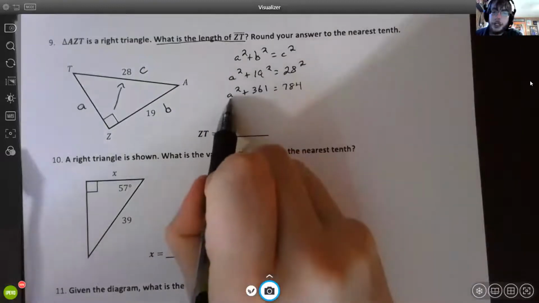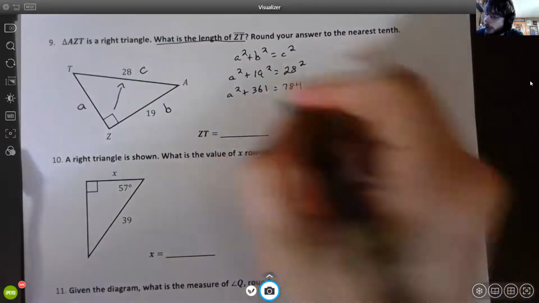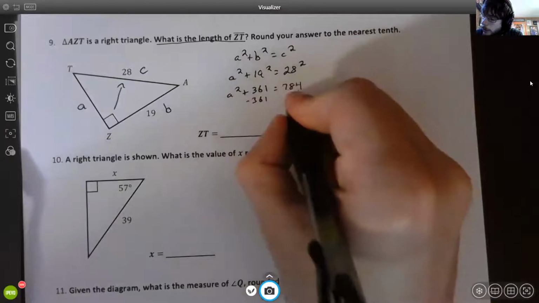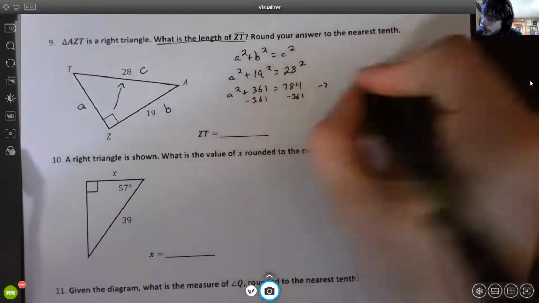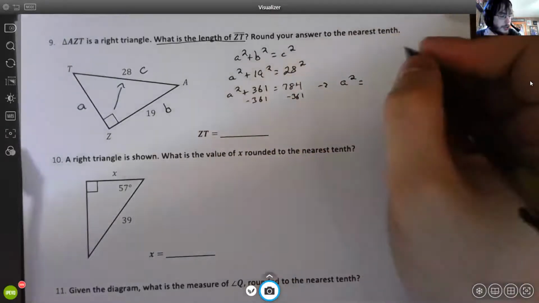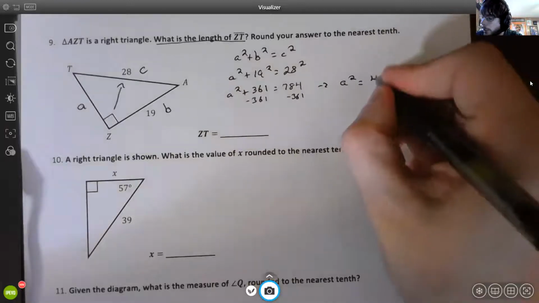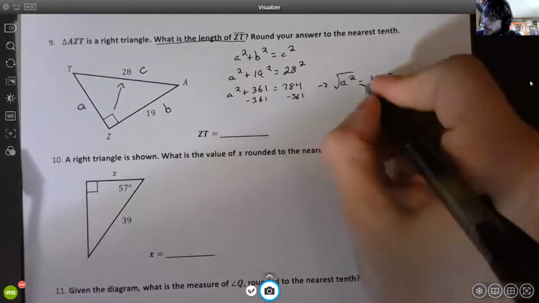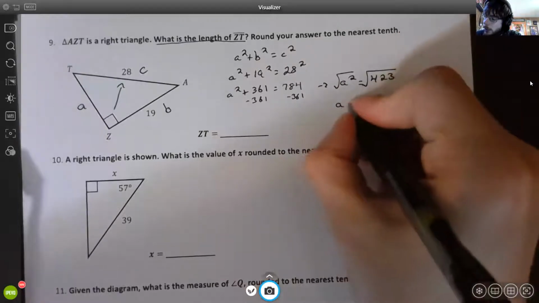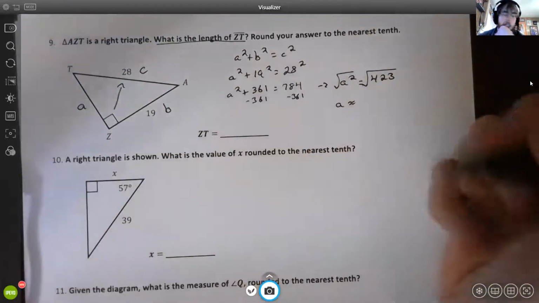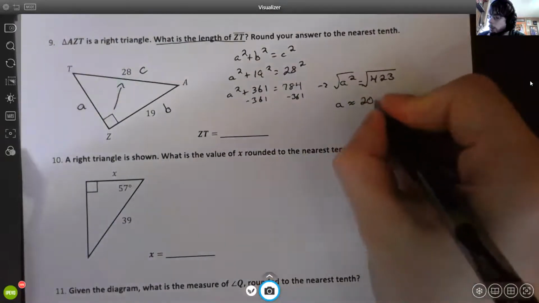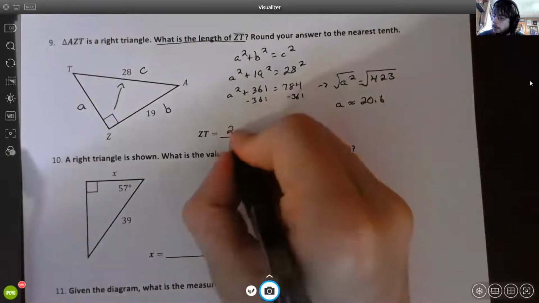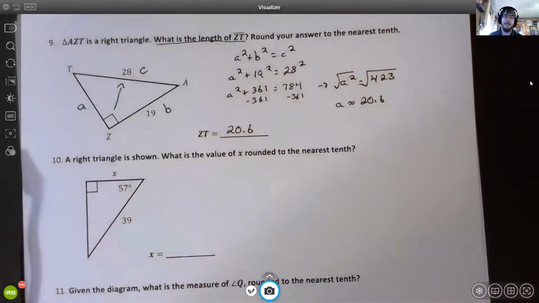We need the A squared by itself, so we need to get rid of the 361. So we subtract 361 from both sides, and we get A squared is equal to 423. So we square root both sides to get rid of the squared. And if you type that into the calculator, you end up getting that A is approximately 20.6, which is what ZT is.